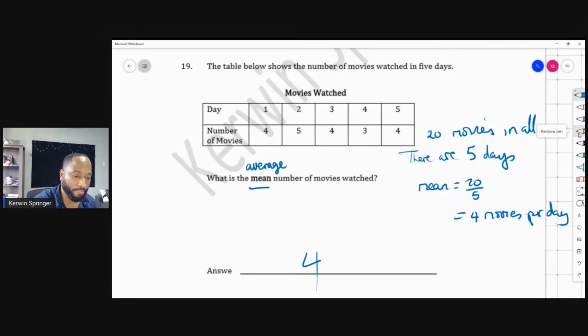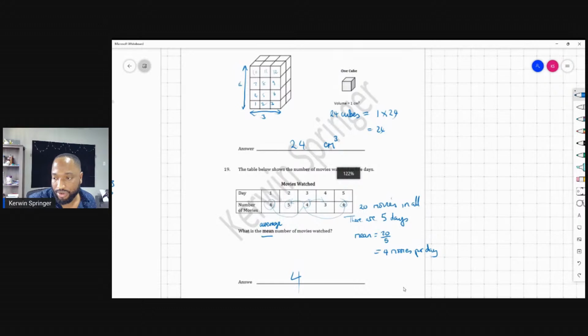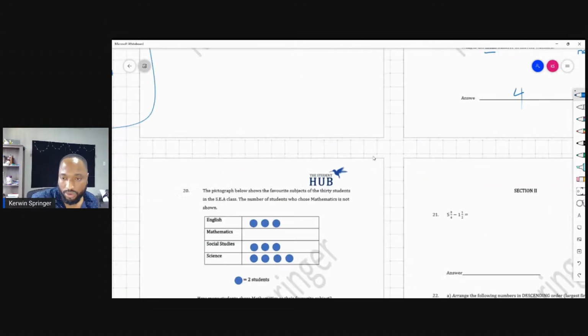You all agree? Another way we can see it is that all these 4s are in the middle, and then this 5 is 1 more than the 4, and this 3 is 1 less than the 4. So everything is balanced, perfectly balanced. All right, so that's 4.